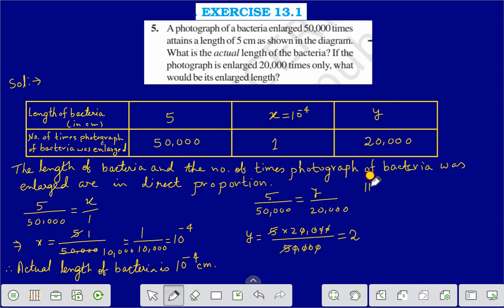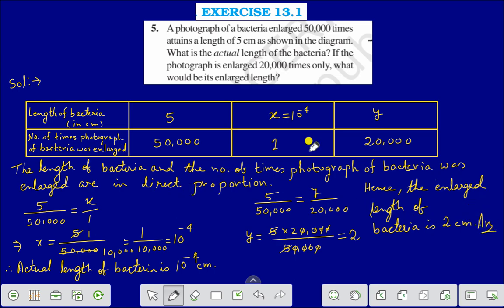Hence, the enlarged length of bacteria is 2 centimeter. That is the answer. Therefore, the value of y is equal to 2 centimeter.